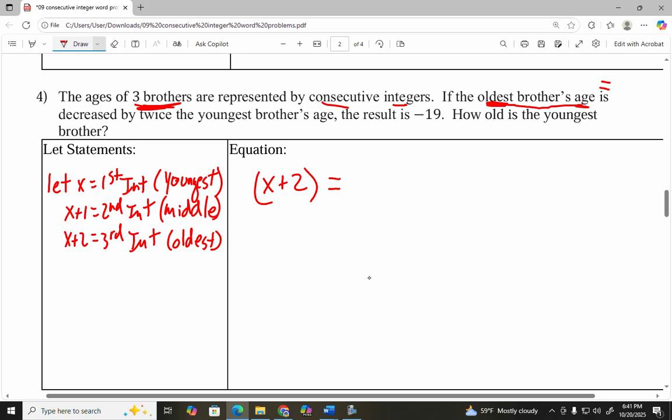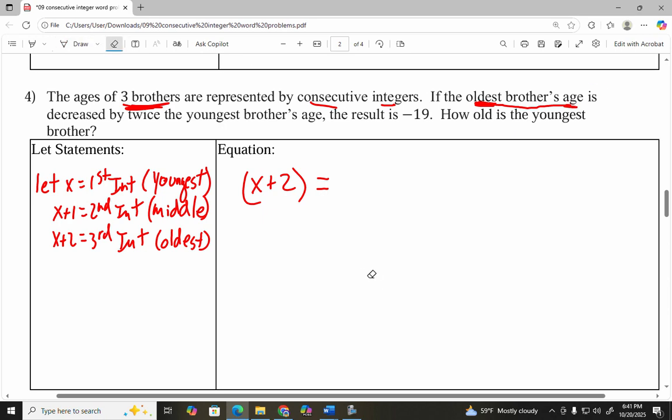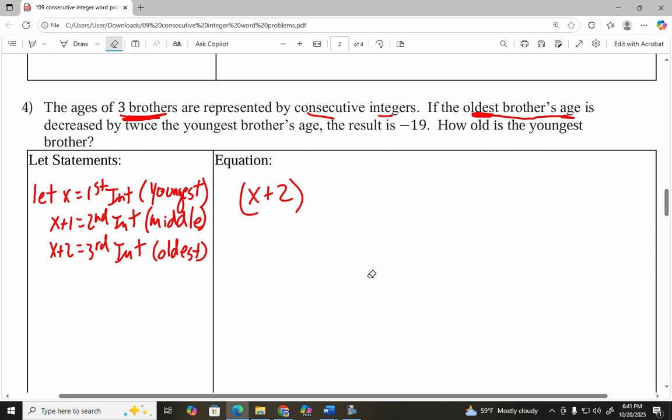I guess I read a little poorly. I'm going to erase what I did. I didn't finish reading. Is decreased by. See that? We all make mistakes. So it isn't the oldest brother is. It's the oldest brother is decreased by. So that's a subtraction sign. He's decreased by twice the youngest brother's age. Twice the youngest brother's age.